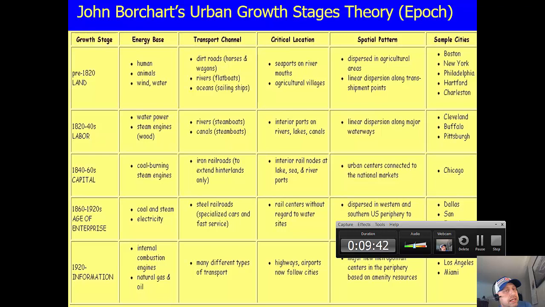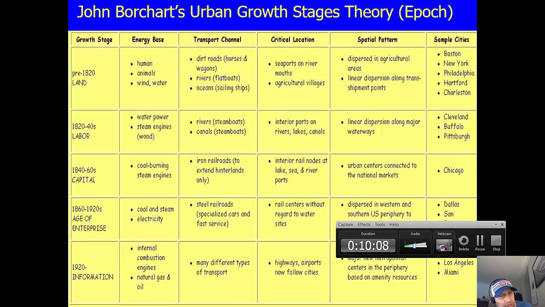Then, Borchert says, stage 3, 1840s to 60s, well, that's our capital stage when we're really starting to get into industrialization. Now we've got improved railroads, we've got better quality that can extend further. Now we start to see locations that are not only lake, river, but also now important rail locations. And Chicago is a great example of that.